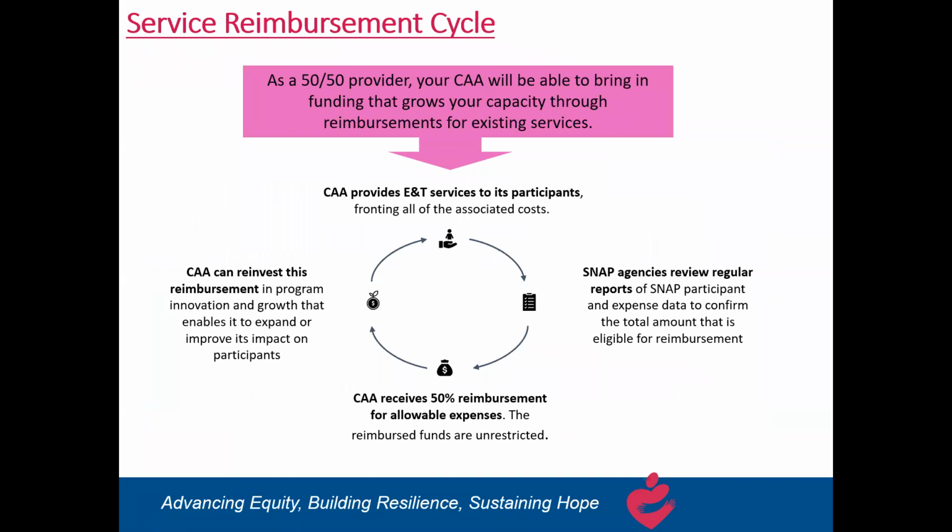So this is the cycle of the way the funding works. Again, the Community Action Agency would provide the E&T services to the participants, and then you're fronting all the costs associated with those. And then you submit to the state agency a list of your costs for reimbursable services and the participant reimbursements. The state will review those costs and expenses and decide on what can be reimbursed. And then the Community Action Agency would receive the 50% reimbursement of those allowable expenses.